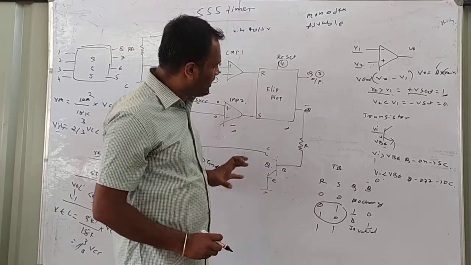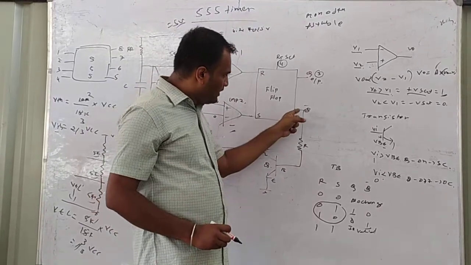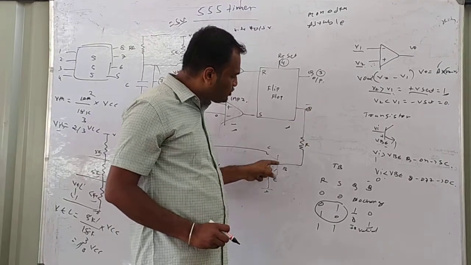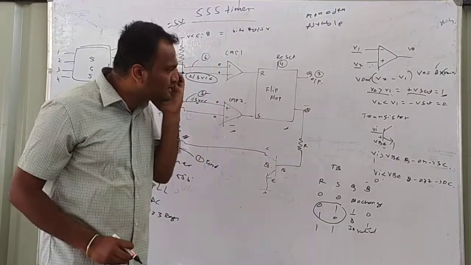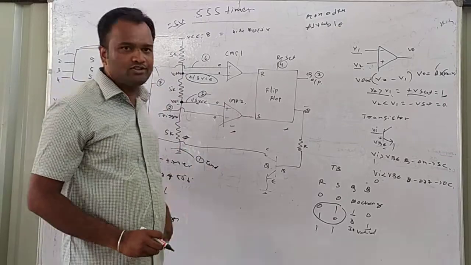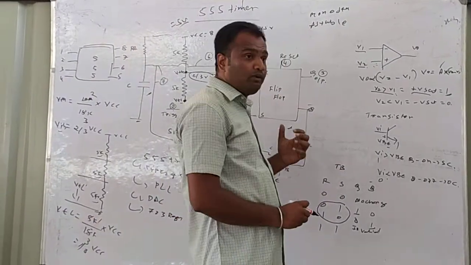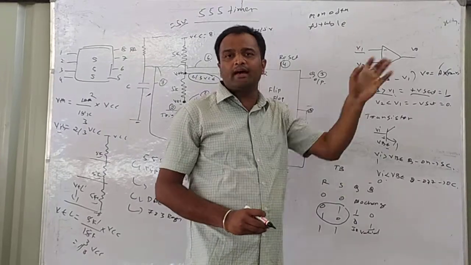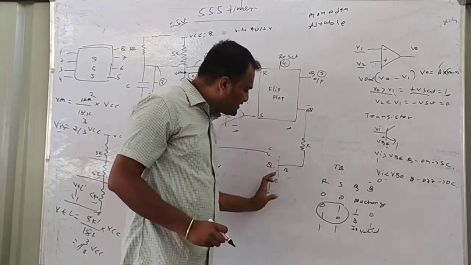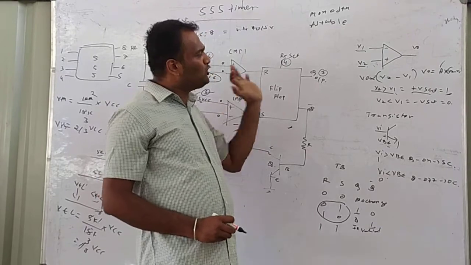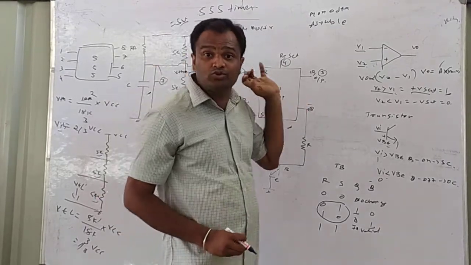Now there is one more thing left. The output of flip-flop, Q bar, is actually connected to the transistor. We will understand the operation of the transistor. Normally a transistor behaves like a switch and it behaves like an amplifier. Here the transistor is used as a switch. Let's try to understand how a transistor can be used as a switch.